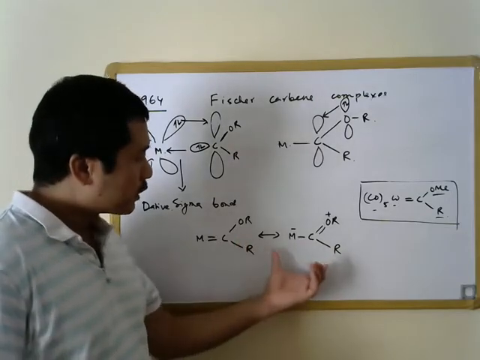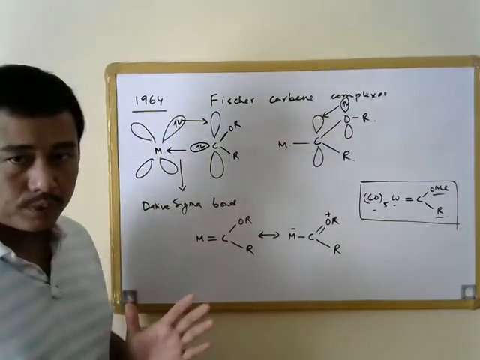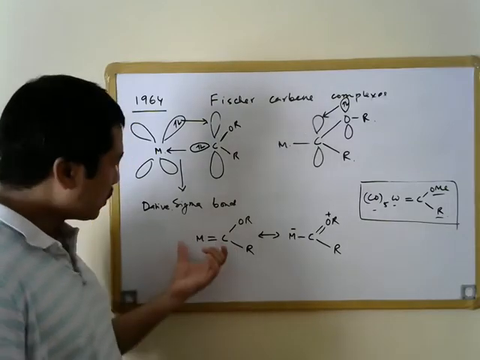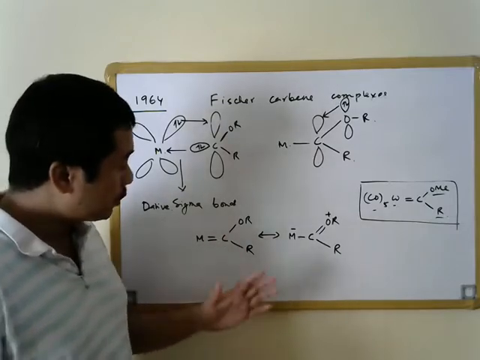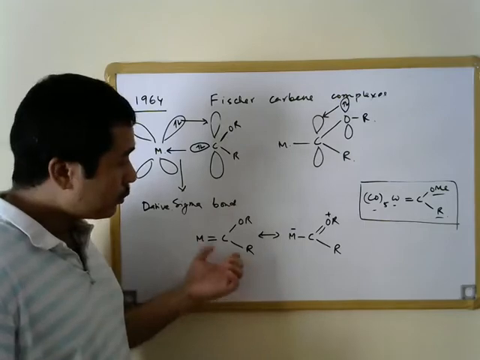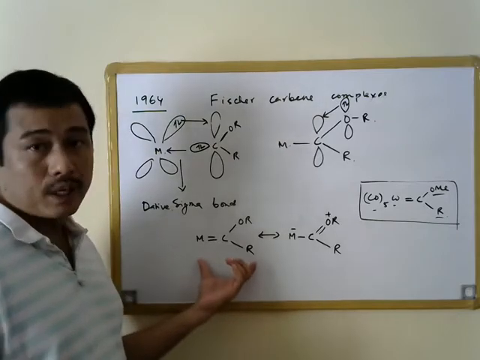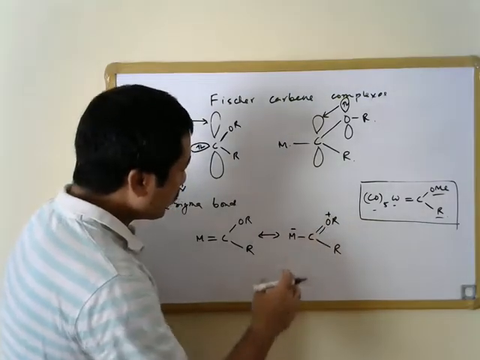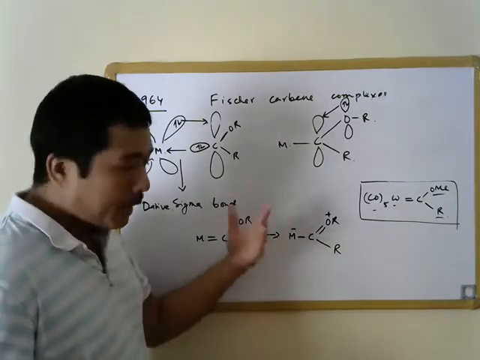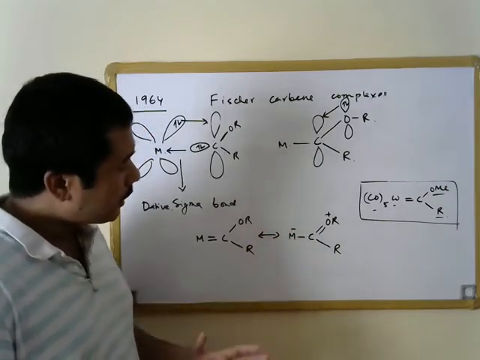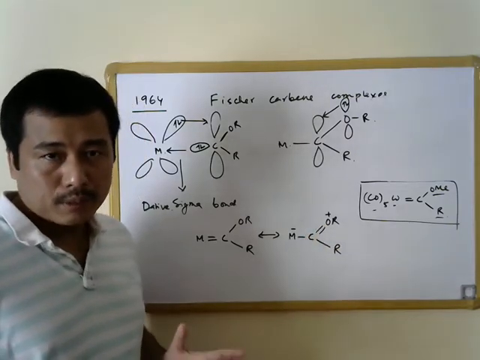So we can write two resonance forms for the metal carbene complexes, and what these two resonance forms tell us is that the metal to carbon bond order is going to be somewhere between 1 and 2, because the bond order is going to be more than 1 but less than 2, because this particular resonance form is also dominant apart from the resonance form where there is a metal to carbon double bond. Also, the bond order for the carbon and oxygen, or carbon and the heteroatom substituent which forms a pi bond with the carbene carbon center, is also going to be somewhere between 1 and 2.